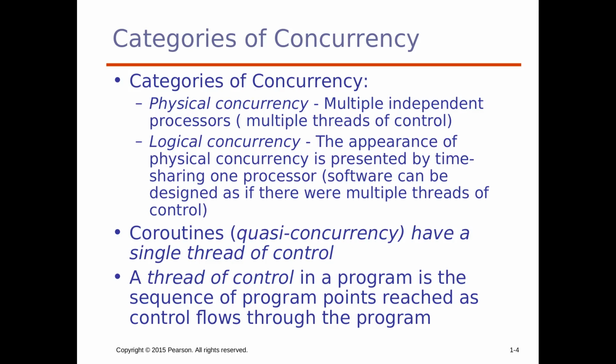On the other hand, we also have coroutines, which is quasi-concurrency, in that we have a single thread of control that swaps between a bunch of different routines that are designed such that they work together and in parallel.